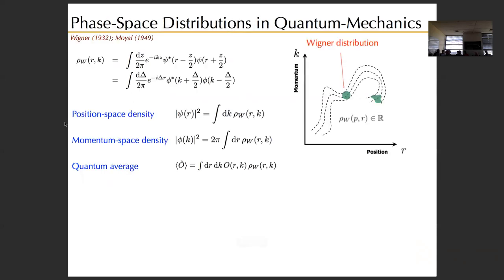So, as it was discussed this morning, we can take the definition of Wigner distribution from quantum mechanics. And in quantum mechanics, you can have this.